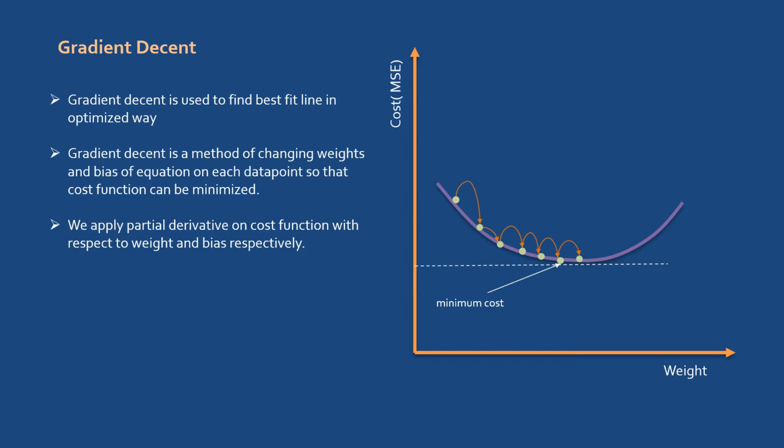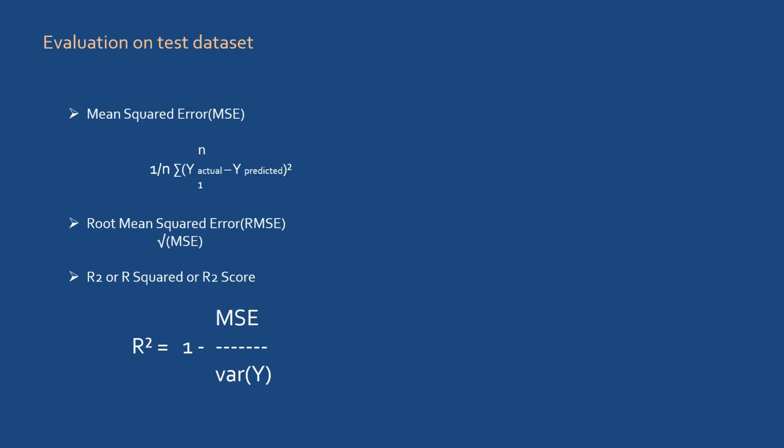Once the learning part is over and optimized values of bias and weights are determined, the next step is to evaluate the model. We use test datasets for the evaluation process and try to find how well our model is performing. We mainly calculate three numbers to express the accuracy of this model. First is mean squared error, which is also called MSE.